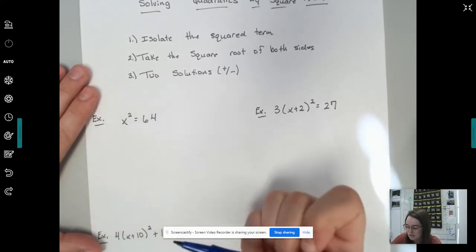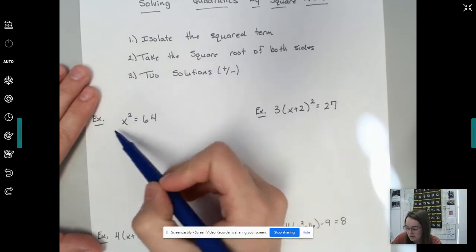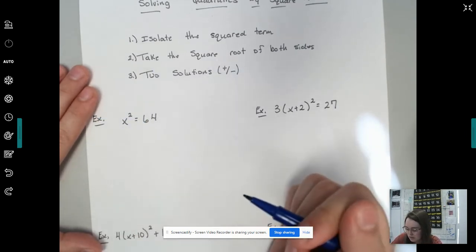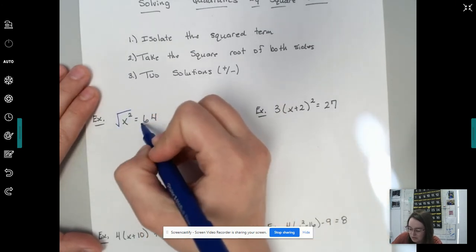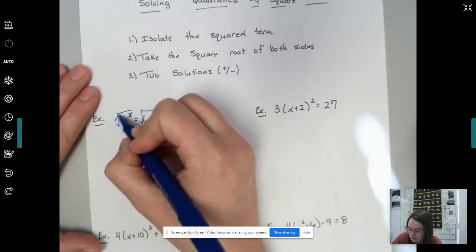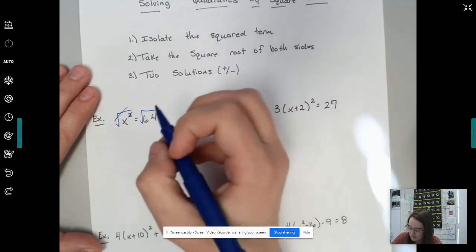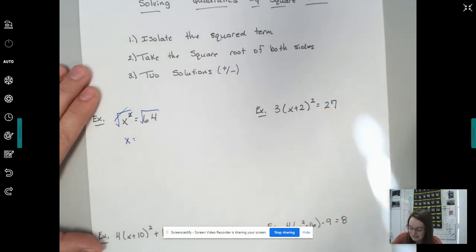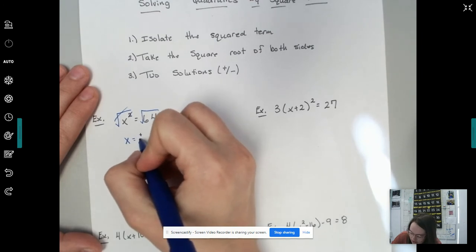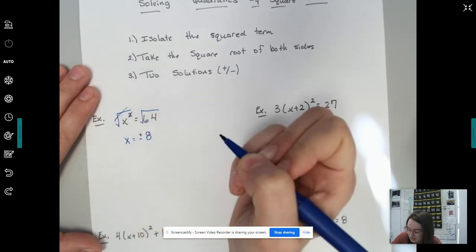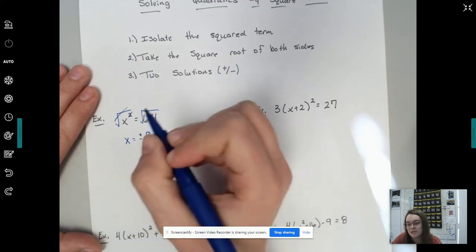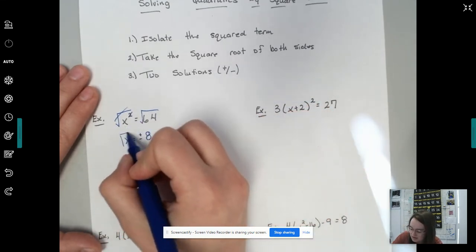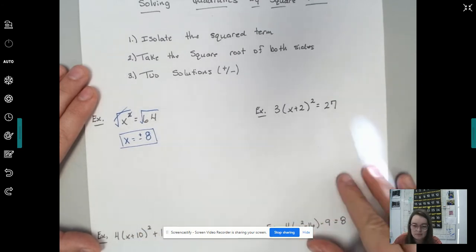So we have x squared equals 64. We see that squared term is already isolated. There's nothing added or multiplied on here, so we're good to go. We can just take the square root of both sides. So then this 2 is going to cancel out the square root. So x equals square root of 64, which is 8. And so remember, we're going to get positive or negative 8, right? Because negative 8 squared equals 64 and positive 8 squared equals 64. So that's going to be our answer for that one.